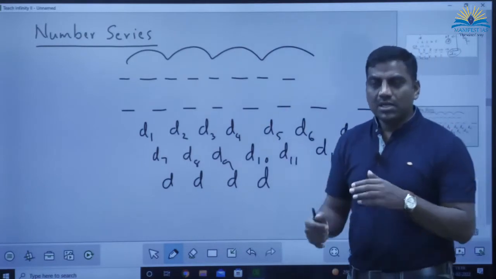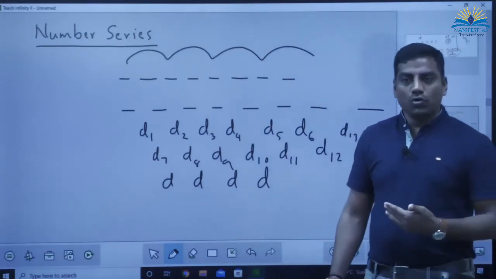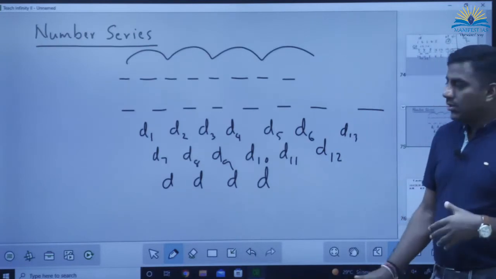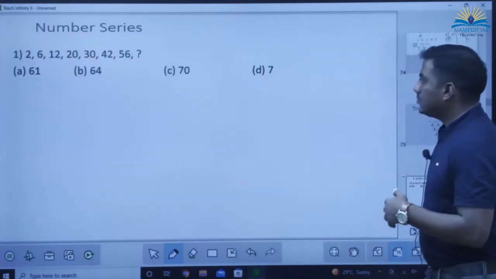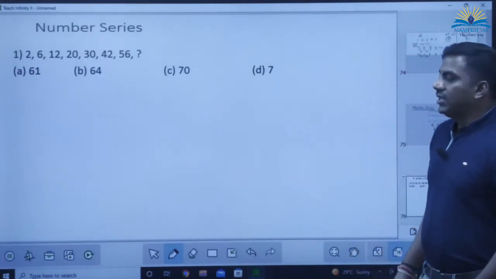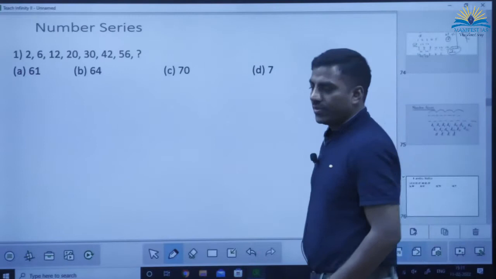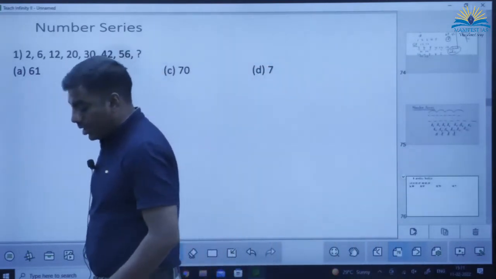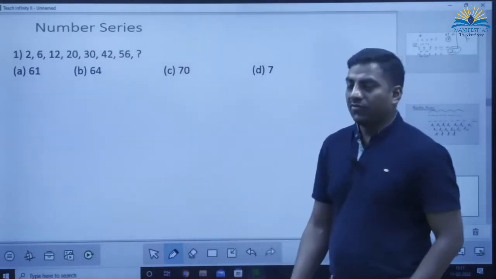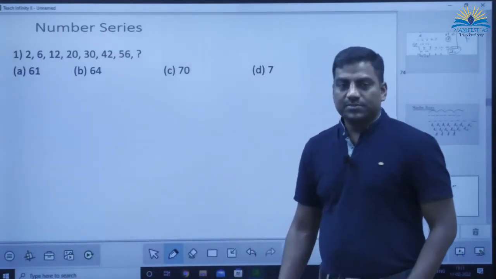We'll look into the questions one by one. We'll get a few clues, and I'll be teaching you some tricks and tactics along with the questions. First question: 2, 6, 12, 20, 30, 42, 56. Try to find the difference first.